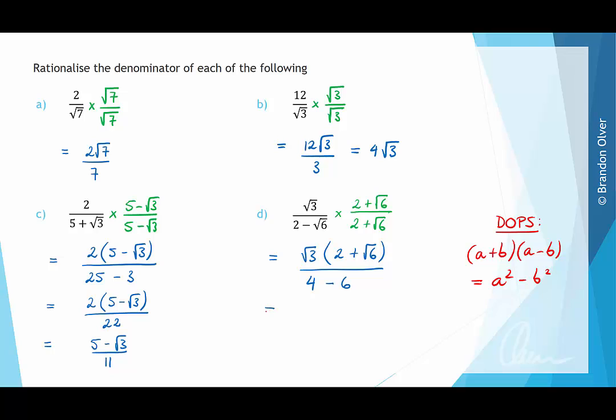Simplifying that, we have 2 times the square root of 3 plus the square root of 3 times the square root of 6, which gives the square root of 18, divided by 4 subtract 6, which is just negative 2. Now the square root of 18 can be written as the square root of 9 times 2, which equals 3 root 2. So we're just going to simplify our answer, meaning this can be written as 2 times the square root of 3 plus 3 times the square root of 2 divided by negative 2. And as neither of the terms up the top have the same irrational factor, we can't combine them in any way, so that's the final answer for part D.